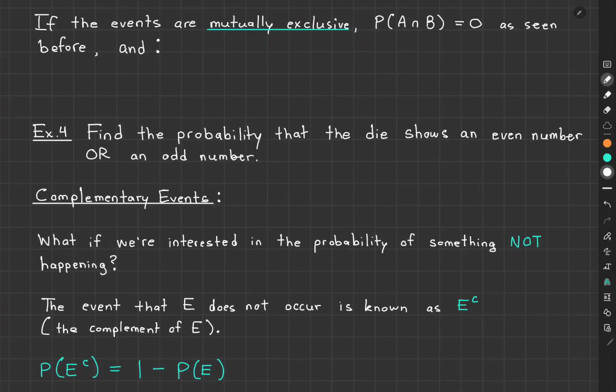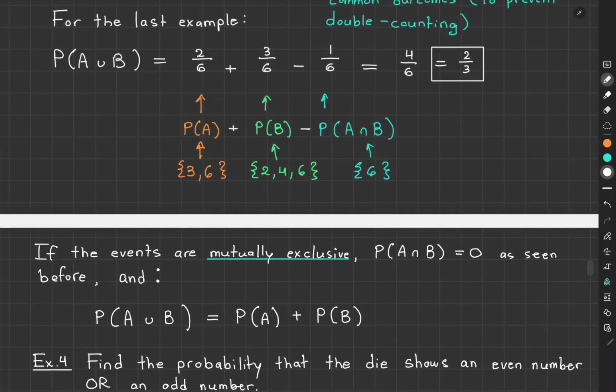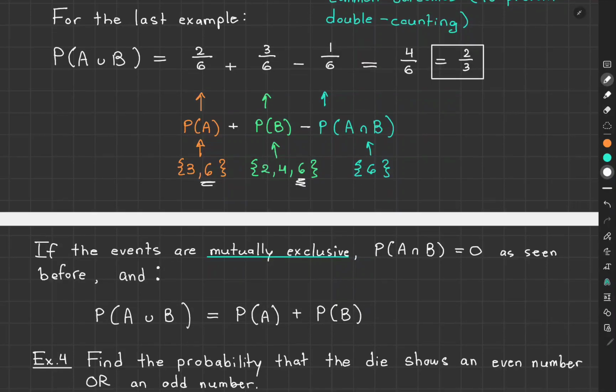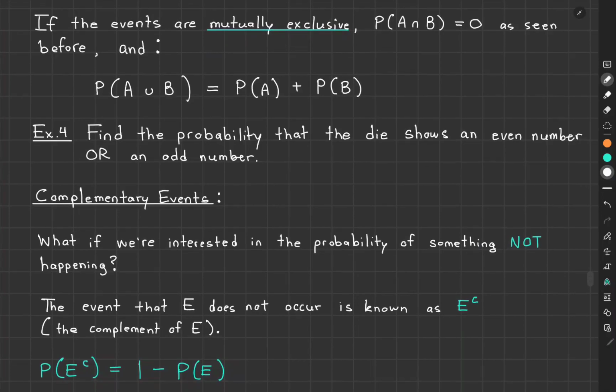If the events are mutually exclusive, then as we know from before, the probability of A and B is equal to 0. That means if we're trying to calculate the probability of A or B for mutually exclusive events, this is just going to be the probability of A plus the probability of B. There's nothing to subtract off because they don't share anything in common. Just like how there was the 6 here that we had to not double count because it appears here and it appears here as well, we want to subtract off one of those. We don't have to do that for mutually exclusive events. So that's a simple case of you just add each probability together.